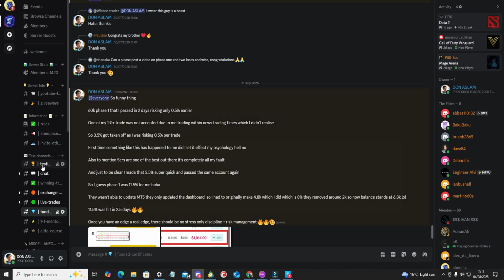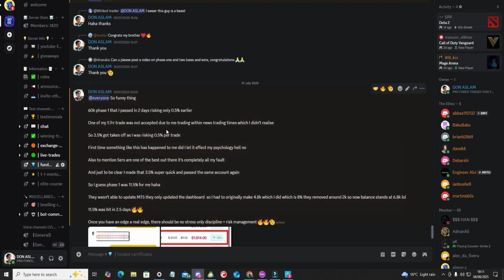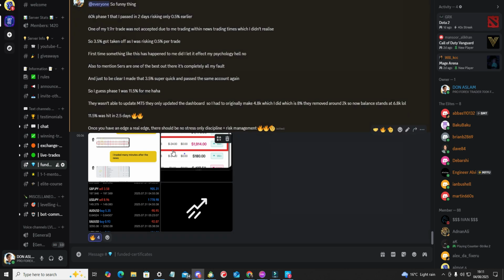We're about 1400 plus members, and this is just posted in the funded certificate section. This was basically a 60k account, passed phase 1 in about 2 days. One of my trades got turned down. It was about a 3.5% trade. I was risking 0.5% per trade, and simply because I didn't realize I entered within the news time period.